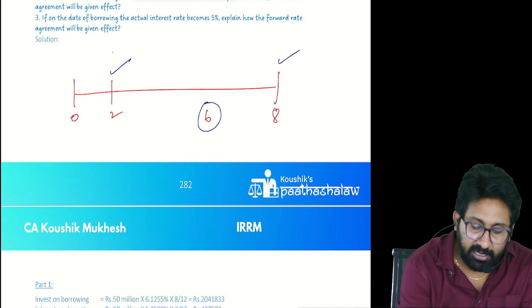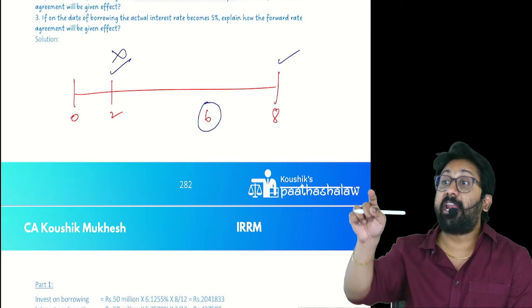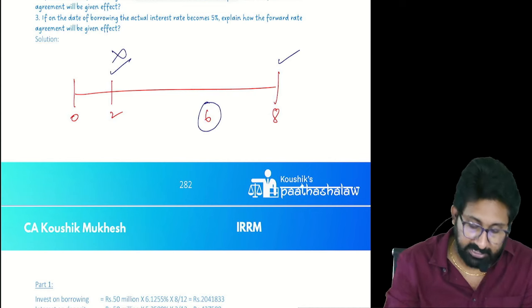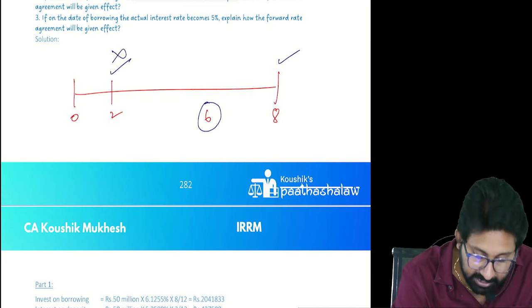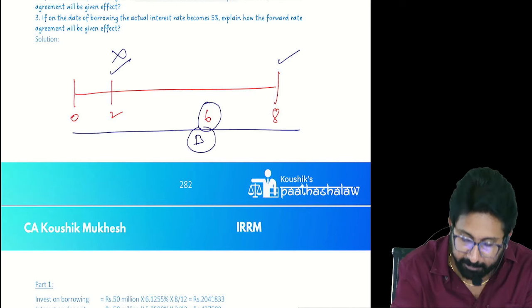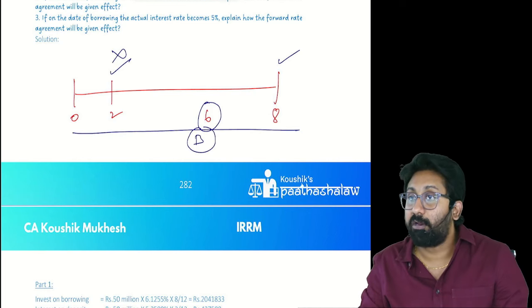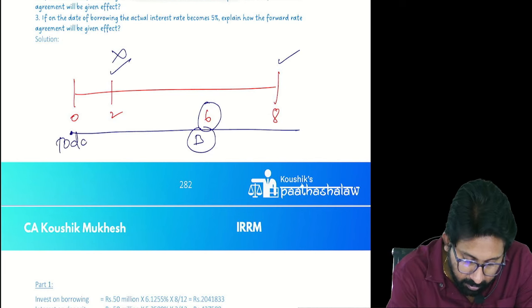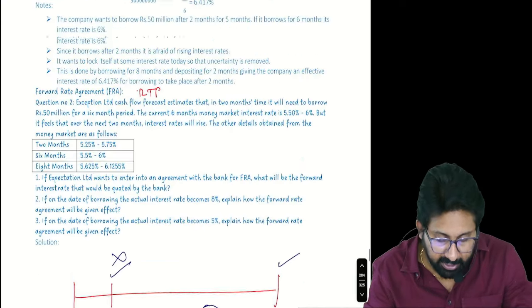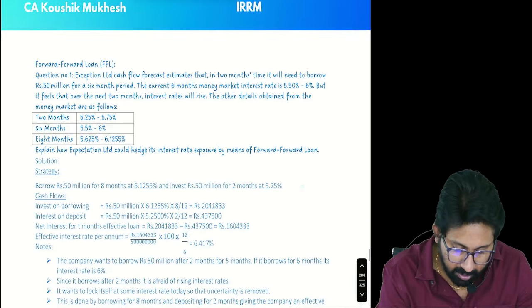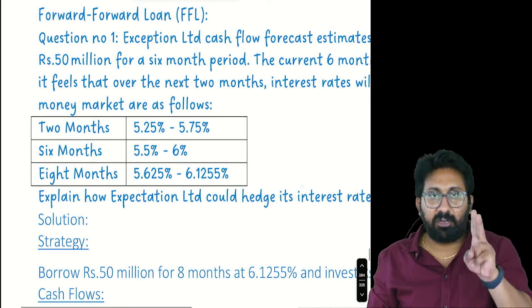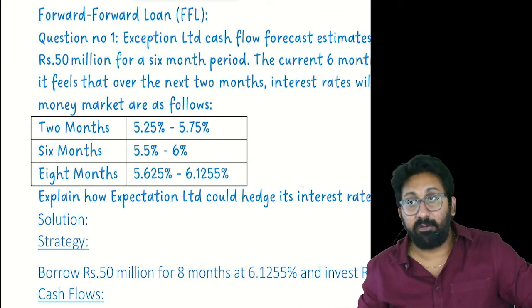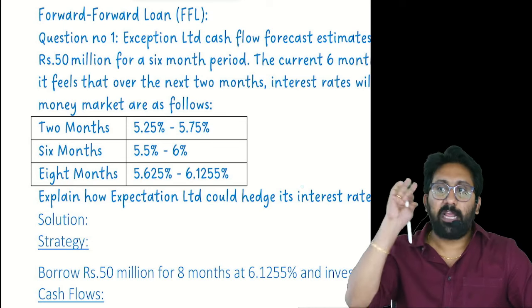But is there a rate or no rate? No rate. We will create a rate now. How to do it? Listen. I will borrow for the full 8 months. When I say full 8 months, I am borrowing when? Today. The spot rate is already there in the question. Am I borrowing for 1 month, 2 months or 8 months? Everyone, you should tell, I should listen.